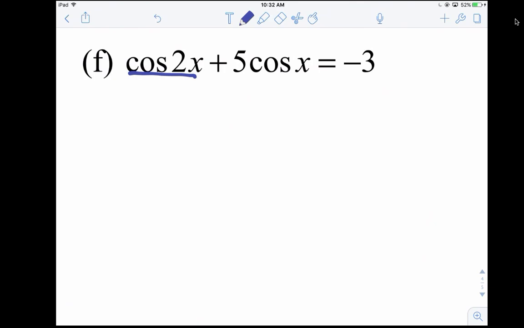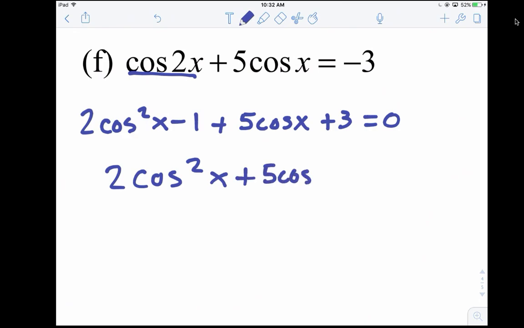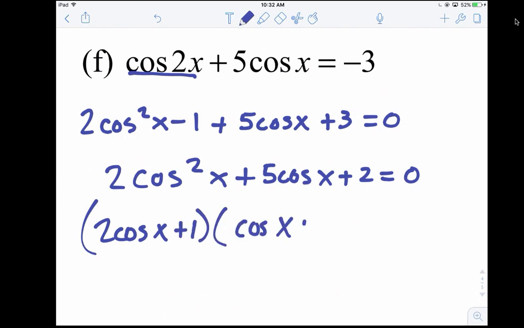So you can use cosine of 2x and then change it to 2 cosine squared minus 1, right? That's an identity. Now you have plus 5 cosine of x plus 3 is equal to 0. Okay, so if you put everything together now, you have 2 cosine squared x plus 5 cosine x plus 2. Right, now you have a quadratic that you can factor. All right, and that's all by using the identity there. So now you have 2 cosine of x plus 1 times cosine of x plus 2.